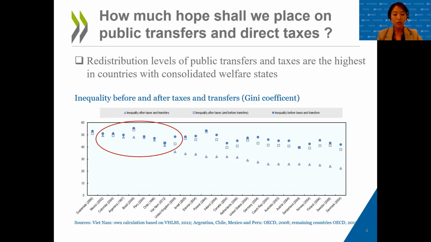Then how much hope shall we place on public transfers and direct taxes to reduce income inequalities across countries at different stages of development? Piggybacking on Alva's and Dr. Stevens' detailed explanation, when we look at data in countries on the right-hand side of the graph, mostly OECD countries with consolidated welfare states, public transfers and direct taxes reduce income inequality quite substantially. However, in developing countries on the left-hand side in the red circle, the redistributive effects of public transfers and direct taxes are very limited, mainly because gaps in social protection coverage in those countries remain very large.